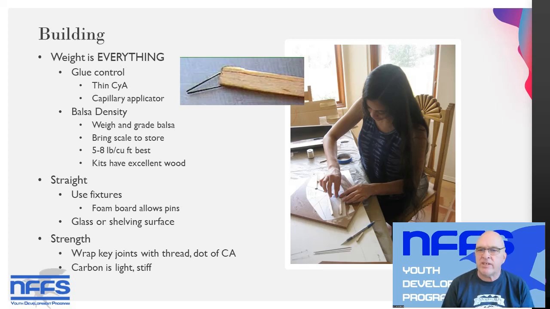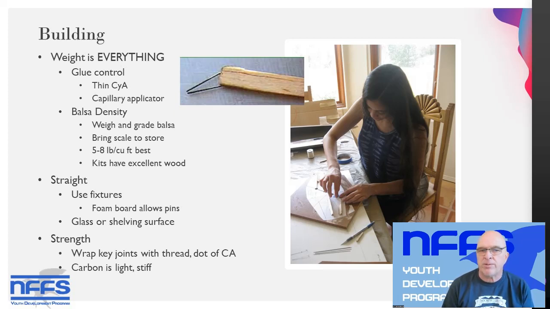The balsa density is important. Most of these kit suppliers will give you decent grade balsa. You want something in the 5 to 8 pound per cubic foot. You can calculate what that would weigh in grams and take your scale to the store with you and weigh different pieces of wood. If you're getting your wood from Hobby Lobby, a lot of that wood might be up in the range of 12 to 20 pounds per cubic foot.